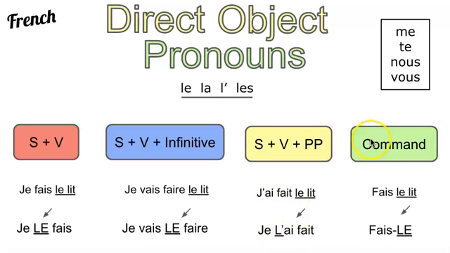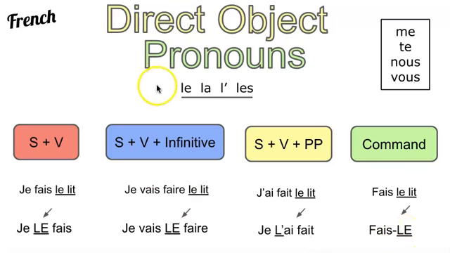And our last position here in this tutorial, we have the command. The command is a verb form. It's the verb without the subject. For example, stand up, pass the potatoes, make the bed, a command. So in this position, your pronoun comes after the command, but it will also have a hyphen. For example, fais le lit, make the bed, changes to fais-le.